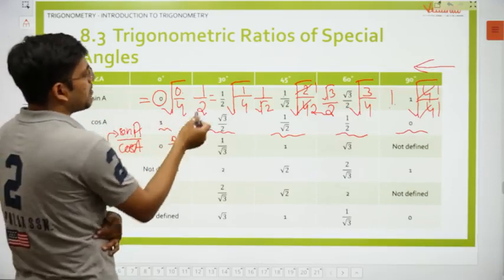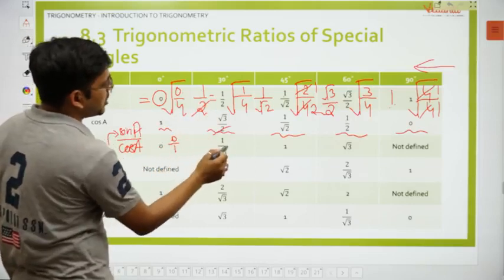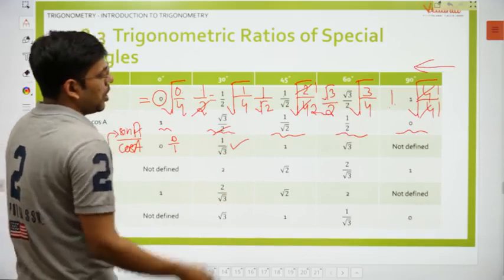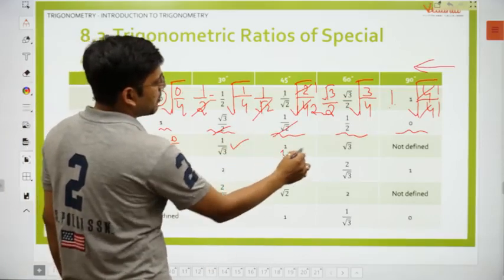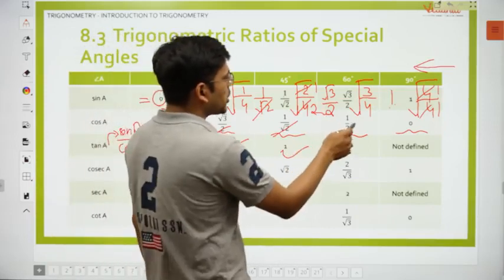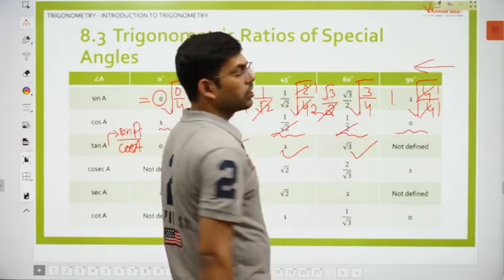Now 1 by 2 divided by root 3 by 2. 2 and 2 get cancelled and the answer is 1 by root 3. 1 upon root 2, 1 upon root 2: root 2 gets cancelled, 1 by 1, answer 1. Root 3 by 2, 1 by 2: 2 gets cancelled, root 3 upon 1, answer is root 3.